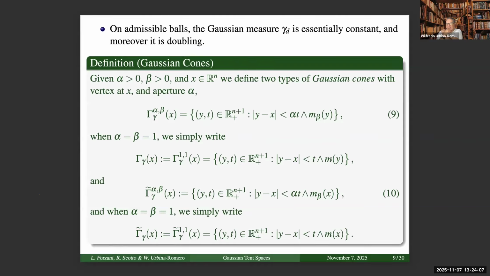And as usual, sometimes little changes make things completely different. Here you are taking the cutting function evaluated at y, so this condition changes with y. But the new cones just evaluate at x, which is the center, the vertex of the cone. So what is the difference?